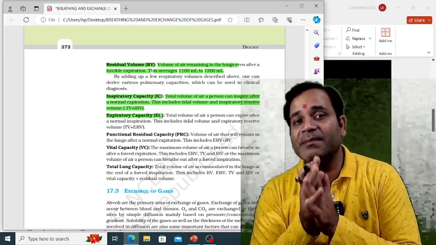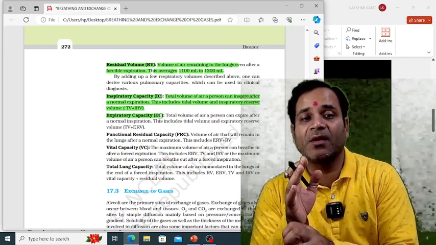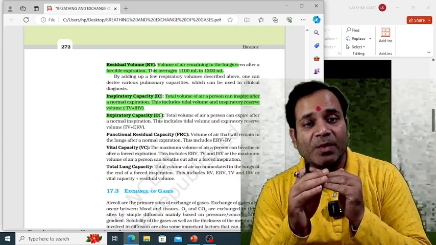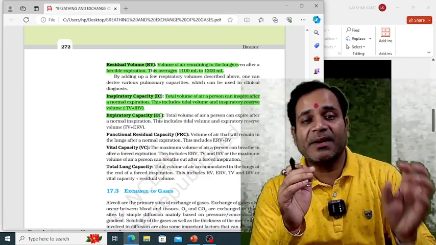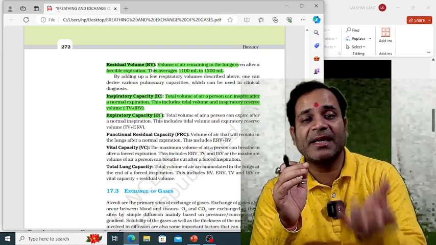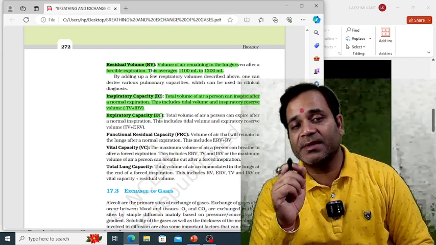Expiratory reserve volume means that the tidal volume along with the expiratory reserve volume is termed as expiratory capacity. So again I'm repeating, the expiratory capacity depends on the volume of air a person can expire after a normal inspiration. Getting my point?